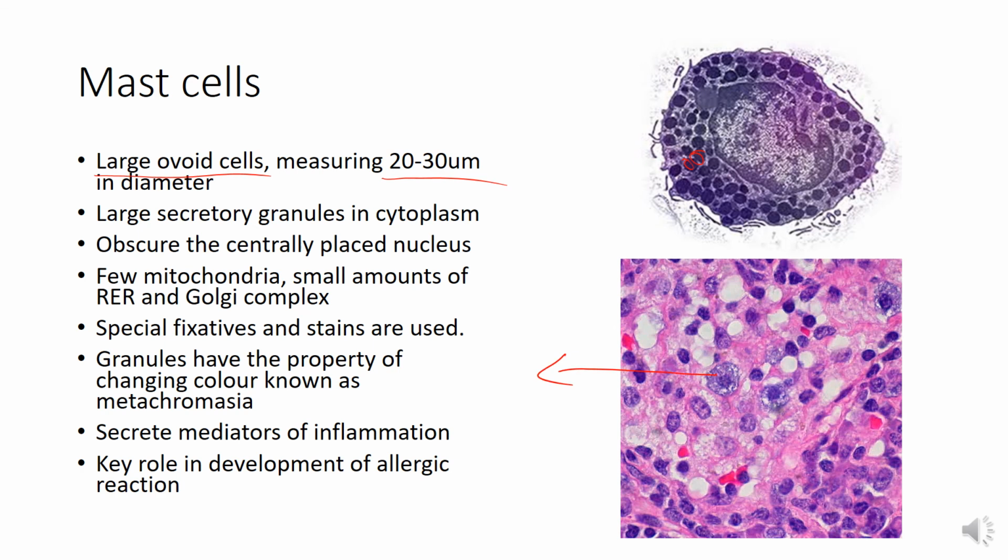They obscure the centrally placed nucleus also, and there are few mitochondria, a small amount of rough endoplasmic reticulum and Golgi complex, and special fixatives and stains are used to stain these cells, and their granules have the property of changing color known as metachromasia, and these granules secrete mediators of inflammation, and they play a key role in development of allergic reactions.